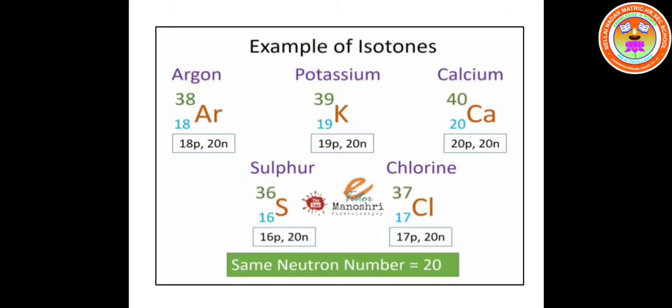See, in the case of argon, 38 minus 18 is equal to 20. In the case of potassium, 39 minus 19 is equal to again 20. Calcium has got the mass number 40 and atomic number 20. So the number of neutrons is equal to 40 minus 20, that is 20. Coming to sulfur, mass number is 36 and the atomic number is 16. When we subtract 16 from 36, it's again equal to 20. In chlorine, 37 minus 17 is equal to 20.